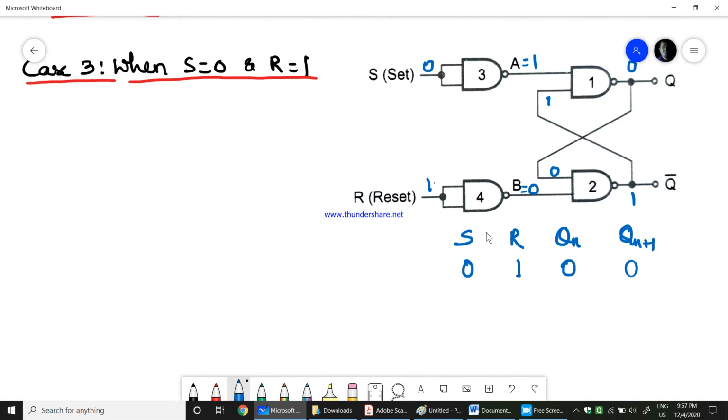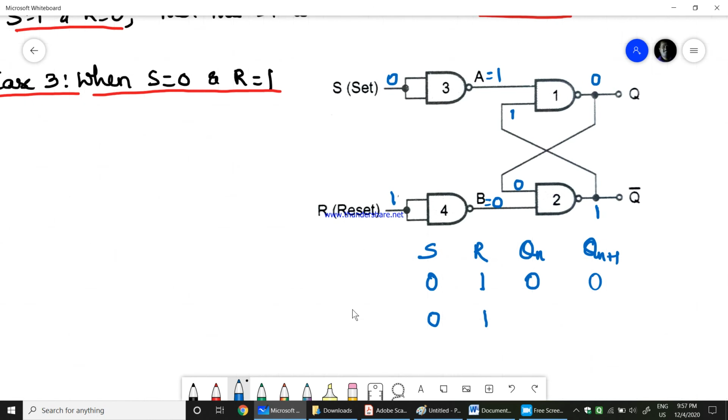Coming to the next discussion, the condition is S and R is again 0 and 1. Now what we do is we assume Q to be equal to 1. So this assumption of Q to be equal to 1, let me see what it makes.